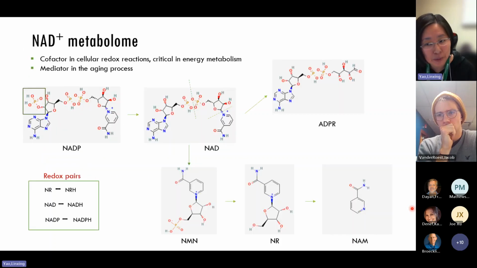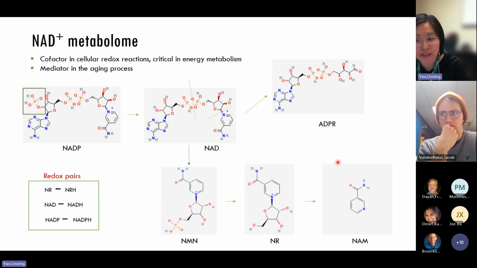So I have an example here, a method developed for measuring NAD and its metabolites in whole blood. NAD is an essential cofactor in cellular redox reactions and plays critical roles in energy metabolism, and NAD and its metabolites, including several nucleosides and nucleotides, are referred to as the NAD metabolome. They are critical mediators in the aging process.